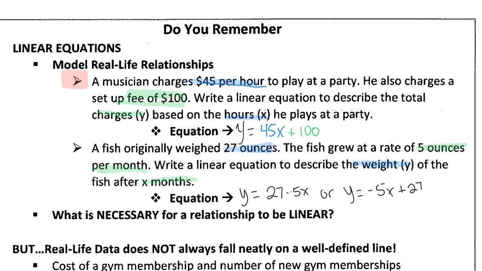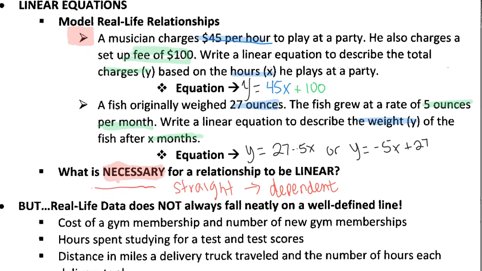My question is, what is necessary for a relationship to be linear? What does it mean to be a linear relationship? Hopefully you said a straight line. Linear relationships make a straight line. And they are dependent, right? Our y is dependent upon our x. So it makes a straight line, which means they're correlated exactly for each one.